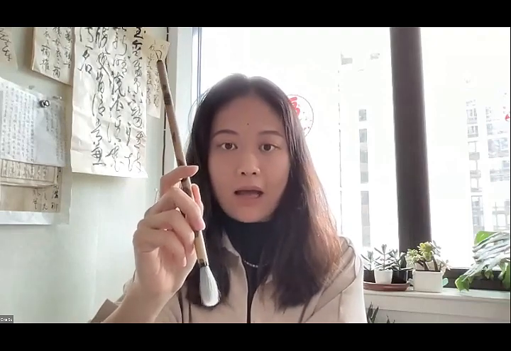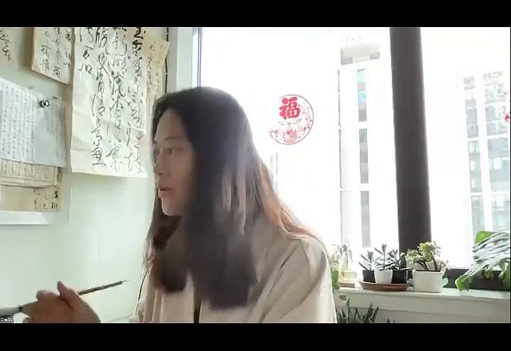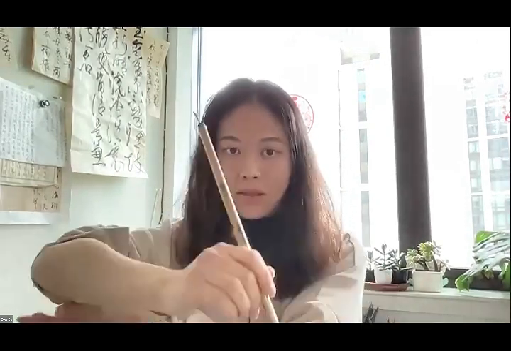It depends on the size of the character you are writing. Today we are writing as big as the palm size. So you can put your elbow or even your wrist down on the table. If you are writing on a size like a book size, you will need to stand up or sit down with your elbow lifting up. So that's different depending on the size. That's about how to hold the brush pen.